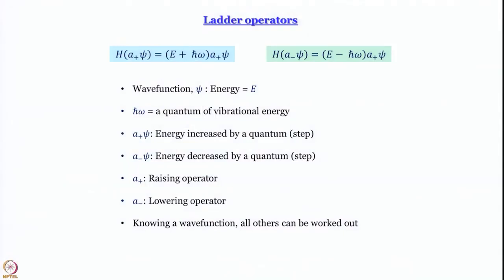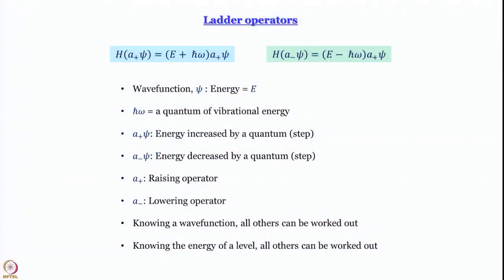What does this ladder look like? Remember, equispaced energy levels, equispaced rungs. So, this A plus and A minus can take you up or take you down this energy ladder of the simple harmonic oscillator. That is why they are called ladder operators. And the great thing about ladder operators is this. Suppose you know one wave function. Using this ladder operator, you can generate the next one in higher or lower order of energy. Similarly, if you know one energy, you can work out the energies of the higher and lower ones, and you can keep going until you have worked out as many energies as you want.